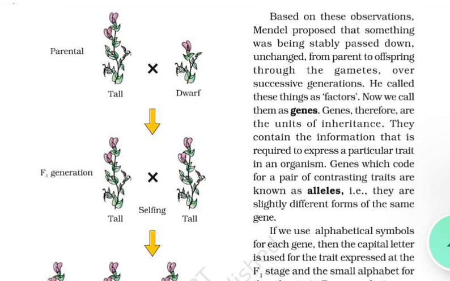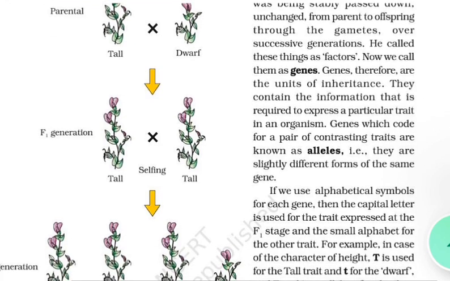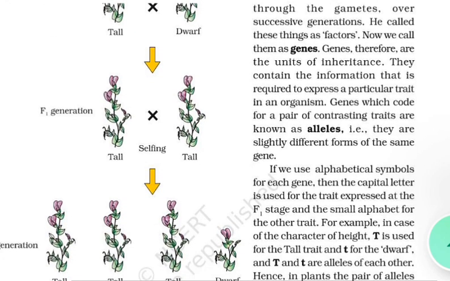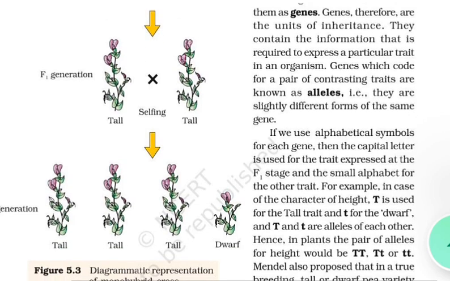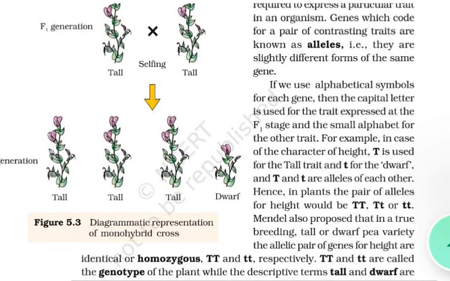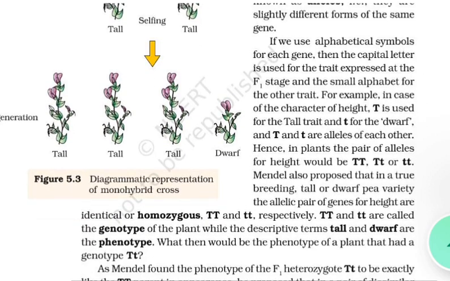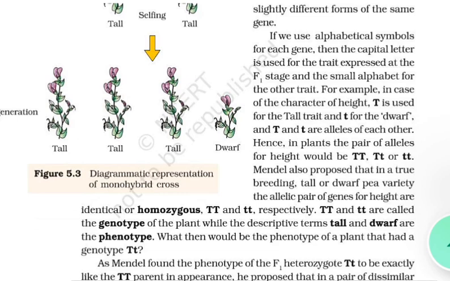Next is, if we use alphabetical symbols for each gene, then the capital letter is used for the trait expressed at the F1 stage and the small letter for the other trait. For example, in case of the character of height, T is used for the tall trait and small t for the dwarf, and capital T and small t are the alleles of each other. Hence, in plants, the pair of alleles for height would be TT, that is capital TT, capital T small t, or double small t.